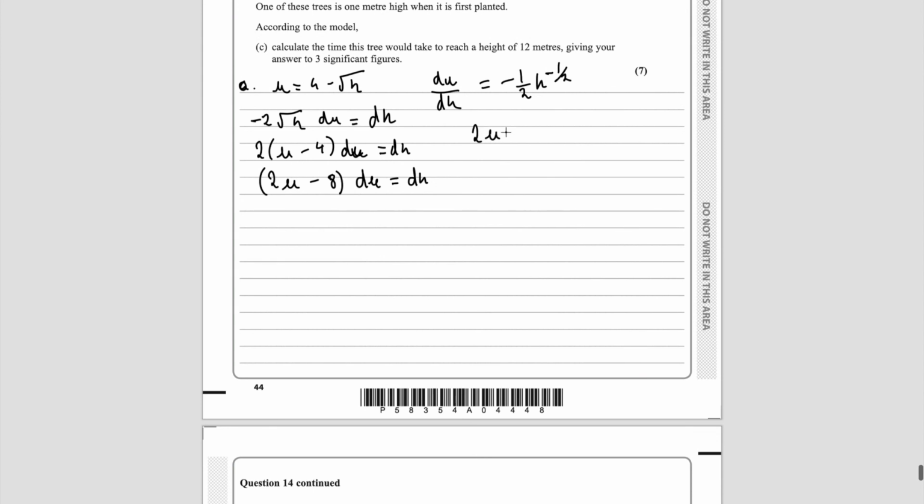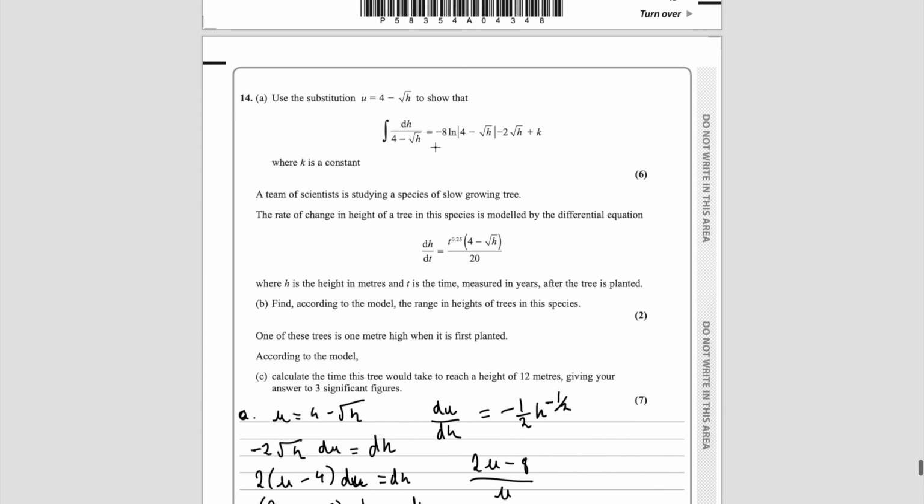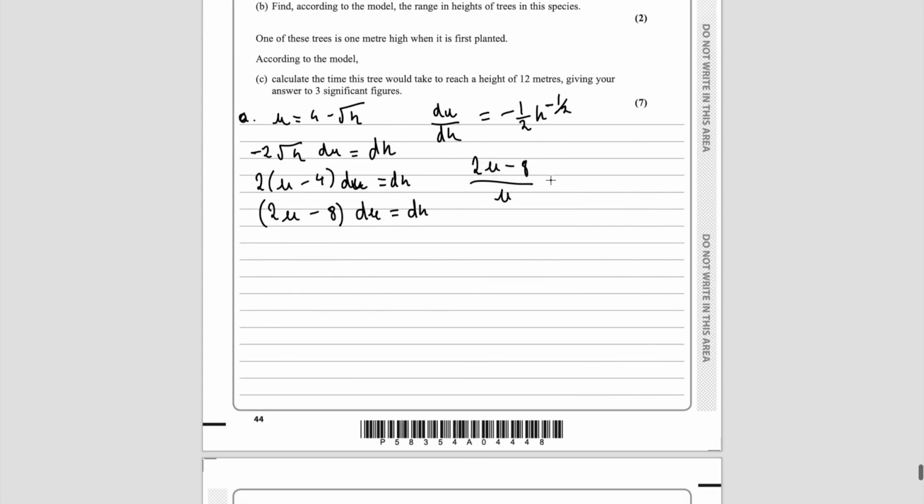So we're told that 2u minus 8 over u, I'm going to integrate that with respect to u now, because we've swapped the du for the dh. And now what we're going to be doing is cancelling that out with that, and then 8 is going to be divided by u. To work out that the answer is going to be 2u minus 8 ln u.